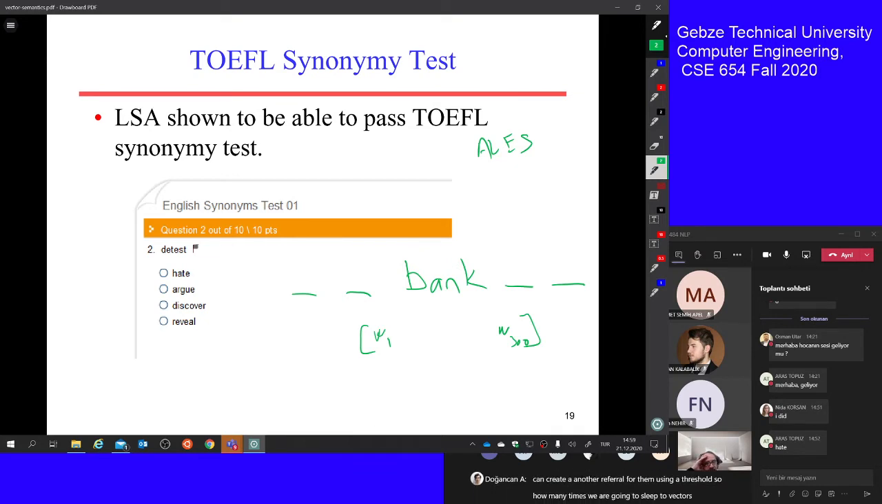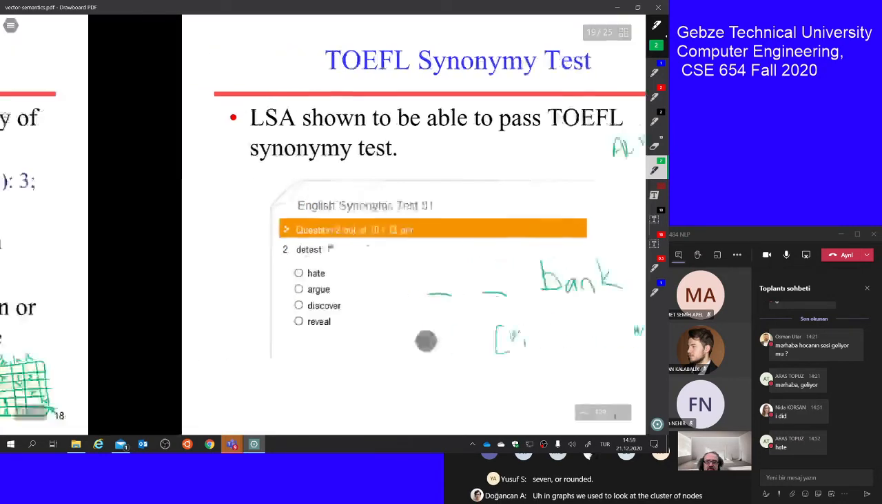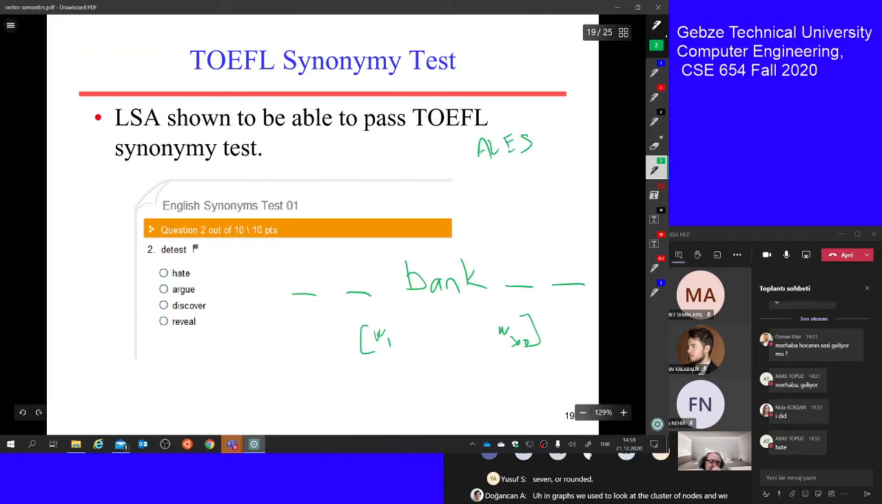But how would you make that operational? I mean, how would you know that you are talking about financial? And as I said, you don't have a dictionary to look at, and you don't know how many meanings bank has. It could be 1 or 2 or 7 or 100. In graphs, we used to look at the cluster of nodes, and we could separate them, but I don't know how we can do it in vectors.